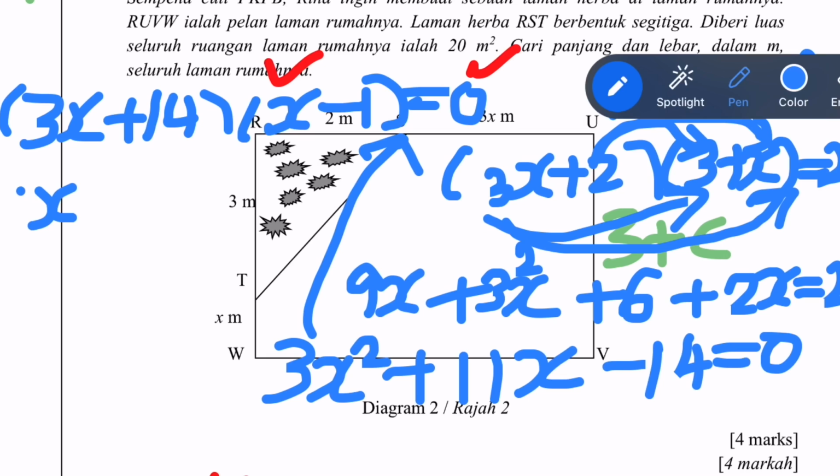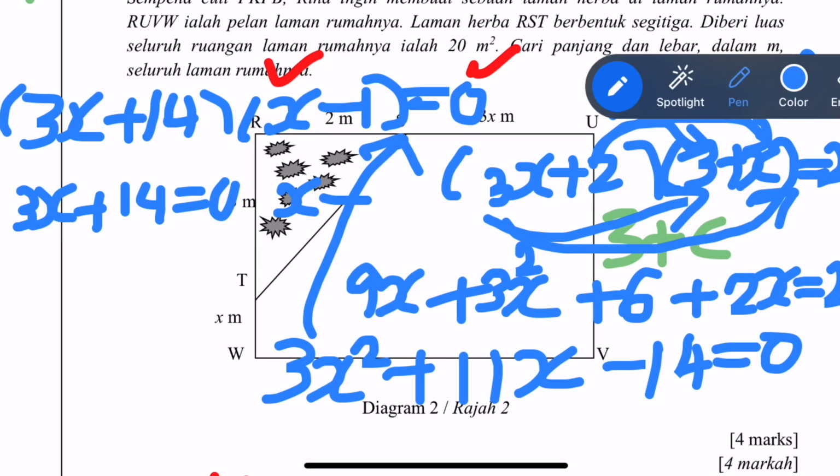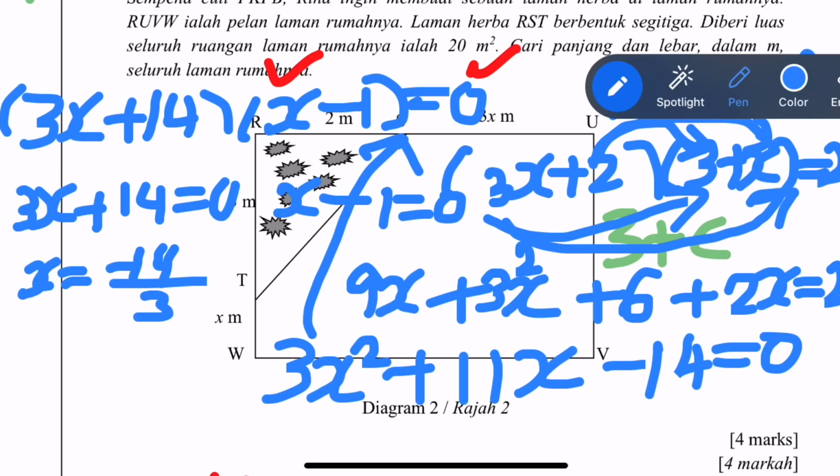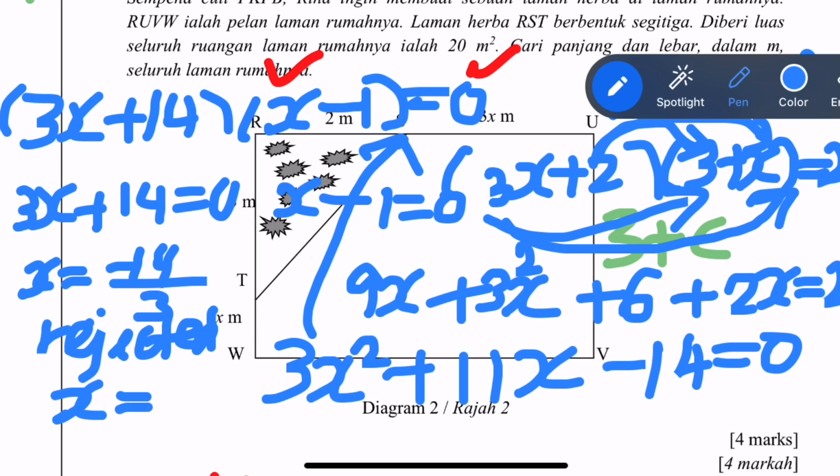Then you let each factor equal to 0: 3x plus 14 equal to 0, x minus 1 equal to 0. Hence, x is negative 14 over 3. We need to reject this answer immediately because we cannot have a length which is negative, right? So we have another x, which is positive, so x equal to 1. But the question is not asking for x.